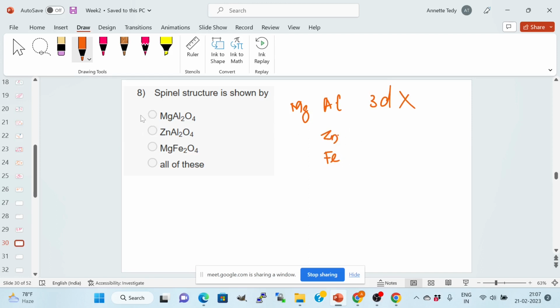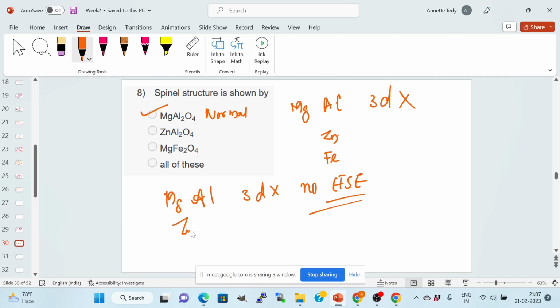But for example, in the first option, both magnesium and aluminum are not 3d elements. So there is no CFSE, no crystal field stabilization energy, because they do not have any crystal field stabilization. Therefore, this is a normal structure only. If they are given just spinel, it means normal. If they are talking about inverse spinel, they will specifically mention inverse.